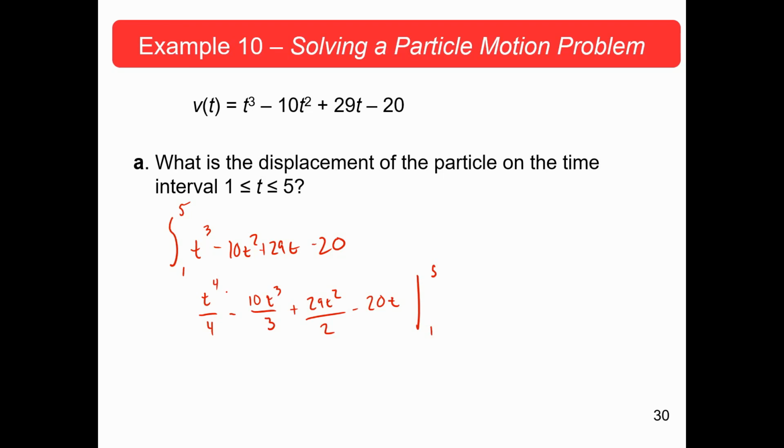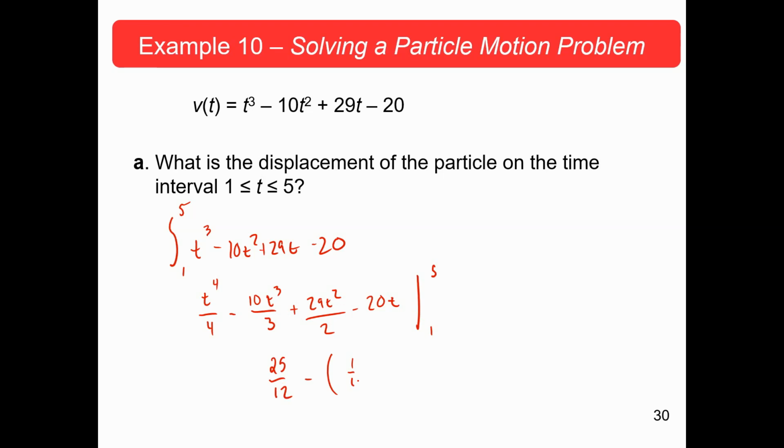So if we plug 5 in, you get 5 to the 4th over 4 minus 10 times 5 cubed over 3 plus 29 times 25 over 2, right? 5 squared, minus 20 times 5, gives us 25 over 12. And then we're going to plug in the 1.